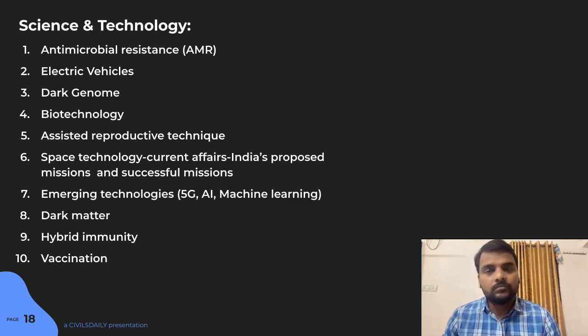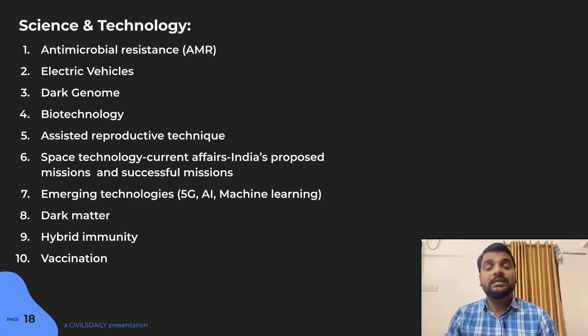So less than 5 pages, I think, is there for science and tech, and you will cover the most important current affairs related topics. That is very important. So antimicrobial resistance: this is a problem India has been facing due to indiscriminate use of antibiotics in human beings and animals. Then electric vehicles, lots in the news, and many state governments have come with EV charging facilities and EV policies, and there are many kinds of electric vehicles being launched, and many initiatives have been taken.